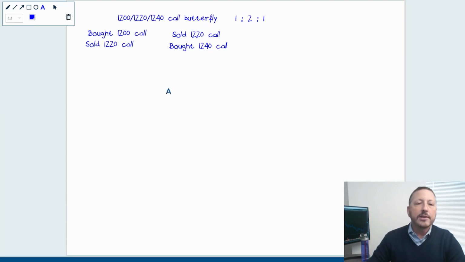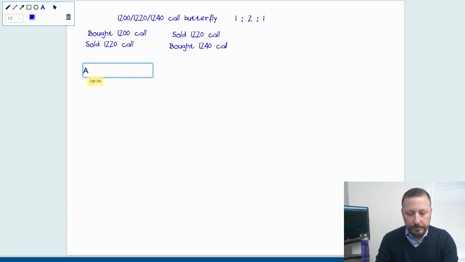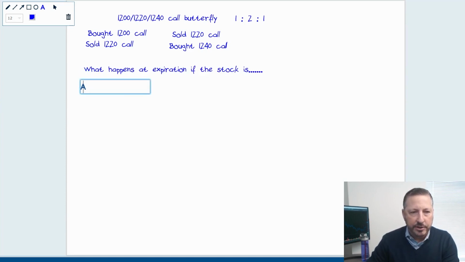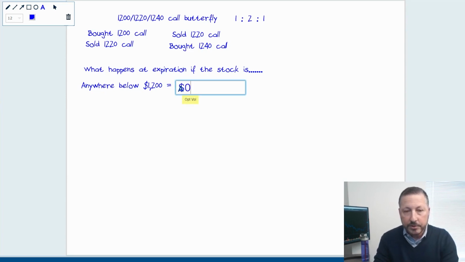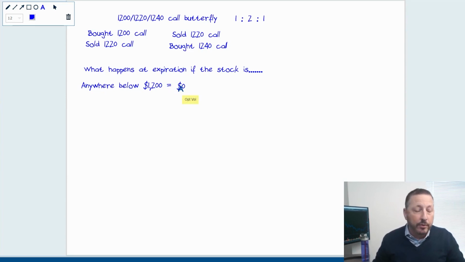So let's go through a couple scenarios. What happens at expiration if the stock is, and I'm going to put a couple scenarios here, anywhere below 1200? What would happen to the value of this butterfly at expiration? It'd be worth 0, because all of the options would be worth 0. So again, our maximum risk is the dollar that we paid for this.